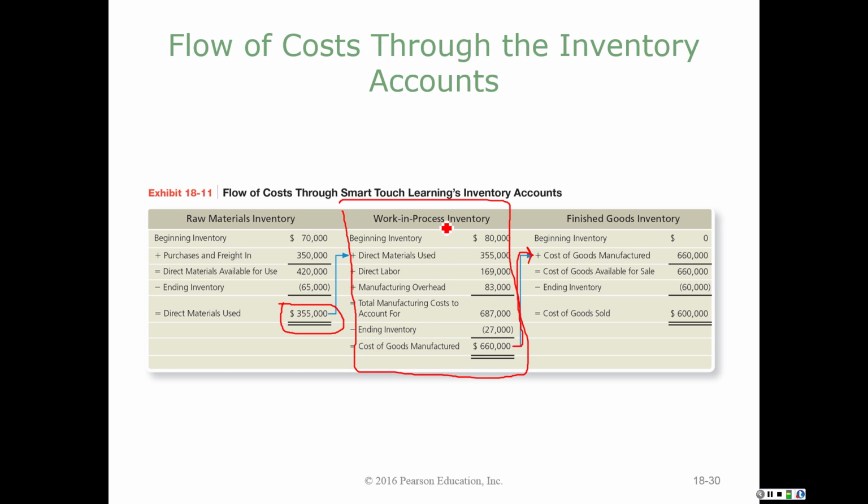Would you rather foreclose on inventory that's halfway complete? Or would you rather foreclose on raw materials that haven't been used yet? So being able, as a creditor or an investor or an analyst, to understand the value of a company's inventory in these three different states is very important to people who are making decisions about your company.